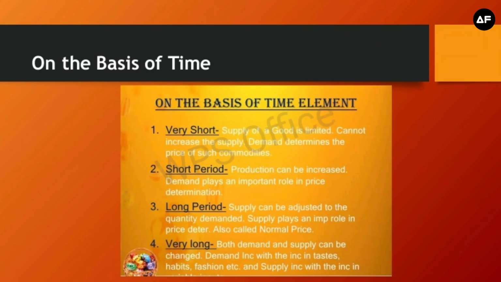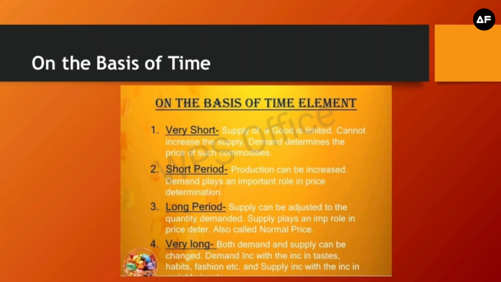Next classification is on the basis of time. There are three types on the basis of time, that is very short period market, short period market and long period market. When you take a very short period market, the type of goods dealt here are perishable goods. Because it has a very short period of existence, there is no exchange of goods involved in this market after the sale, and the price is determined on the basis of demand for that particular product.